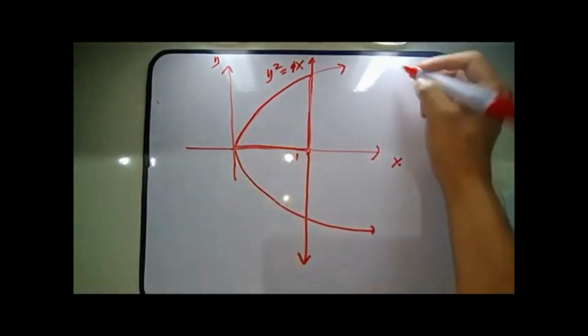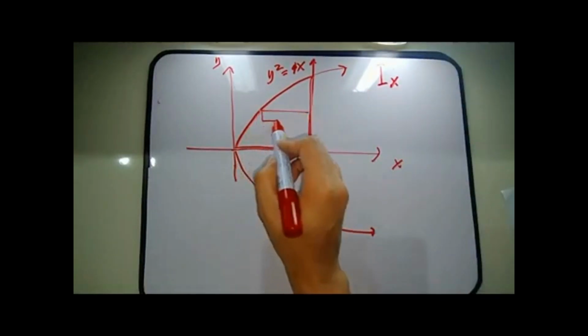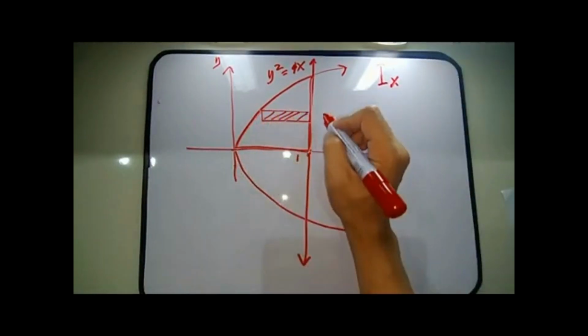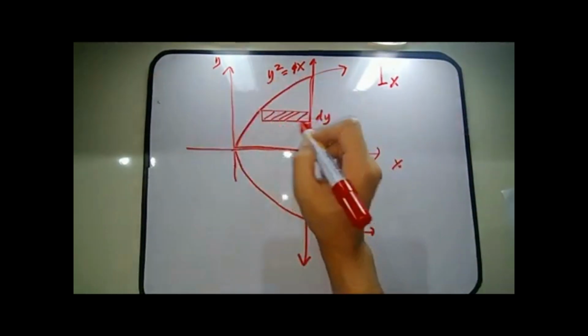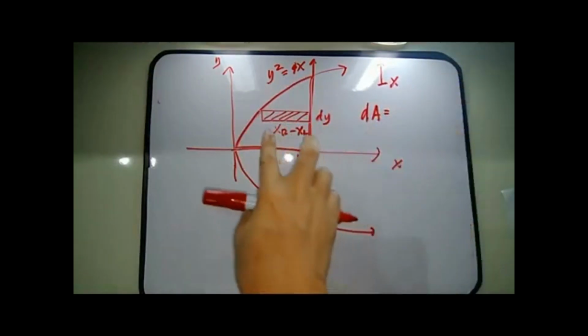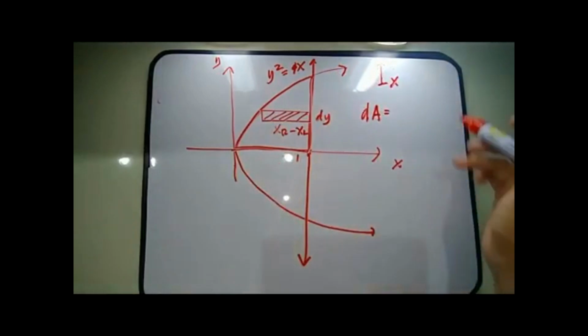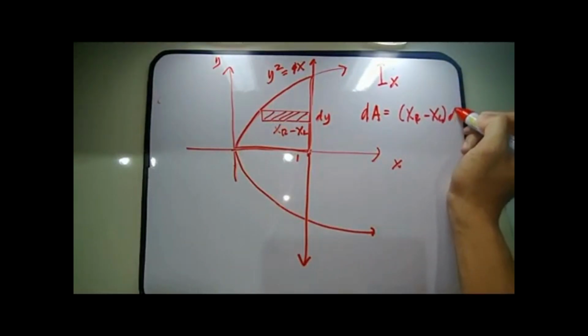So, hinahanap natin is Ix with respect to x tayo. Therefore, yung strip natin will be horizontal. So, thickness niya is differential y kasi projected sa y-axis. Then, yung length niya will be x right minus x left. Therefore, yung differential area will be length times width na dy. So, that will be x right minus x left differential of y.